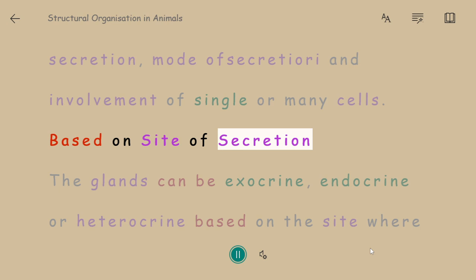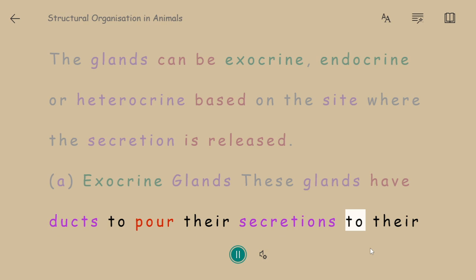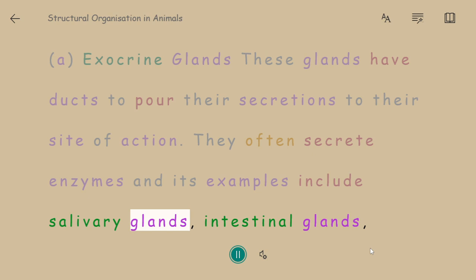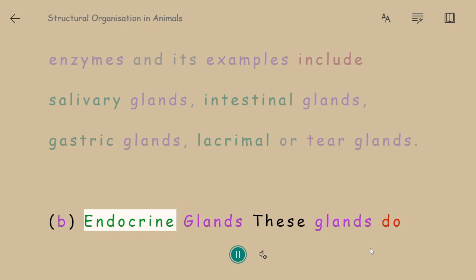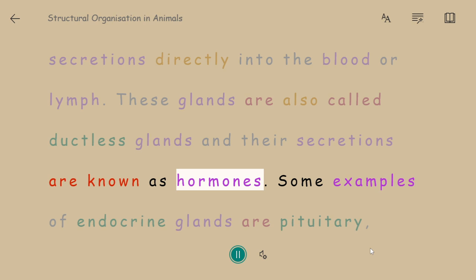The glands can be exocrine, endocrine, or heterocrine based on the site where the secretion is released. A. Exocrine glands. These glands have ducts to pour their secretions to their site of action. They often secrete enzymes, and examples include salivary glands, intestinal glands, gastric glands, lacrimal or tear glands. B. Endocrine glands. These glands do not have ducts and pour their secretions directly into the blood or lymph. These glands are also called ductless glands, and their secretions are known as hormones. Some examples of endocrine glands are pituitary, thyroid, parathyroid, adrenal, etc.